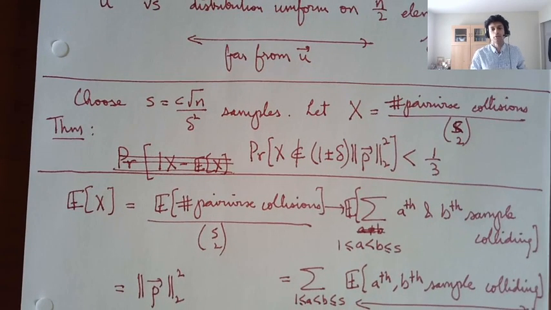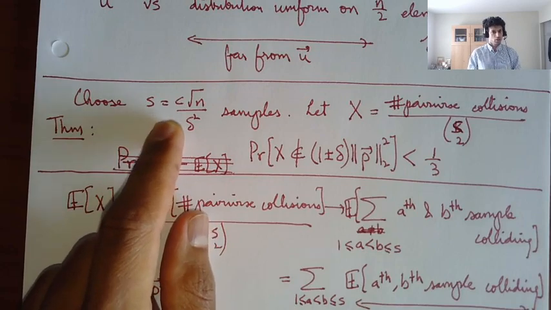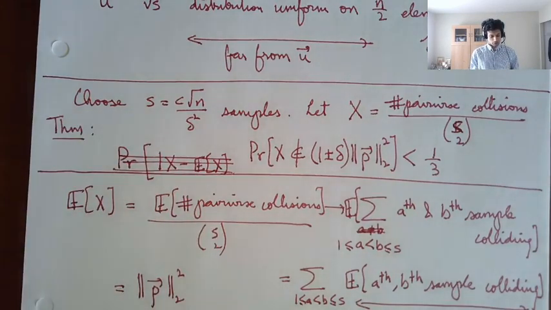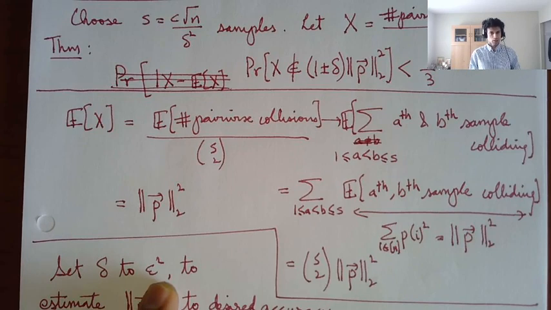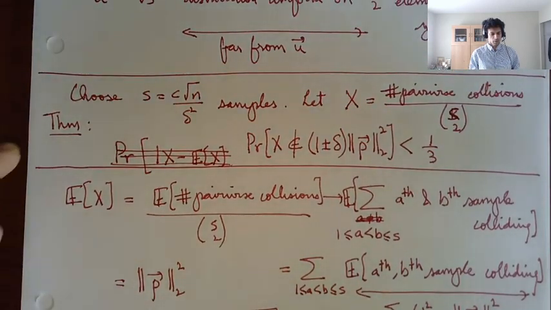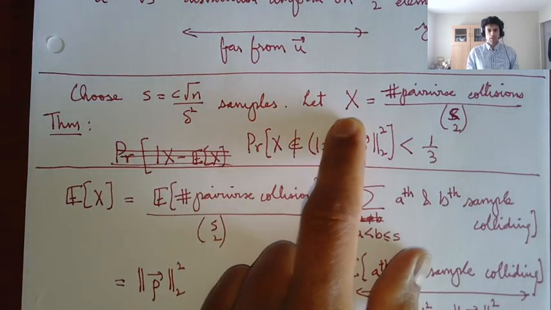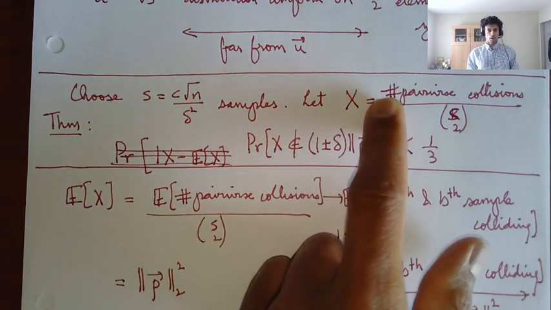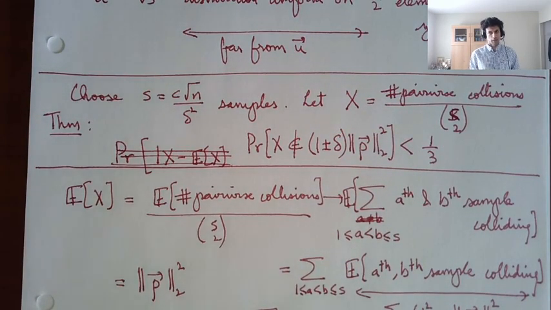So the key theorem that we need is the following. I'm going to set delta to be another parameter. You can think of delta as actually going to be set to epsilon squared, but I'm going to keep the choice of delta just so that you have this theorem as a standalone theorem. So let X be this random variable, which is the number of pairwise collisions divided by s choose 2, because you have s choose 2 pairs of samples.